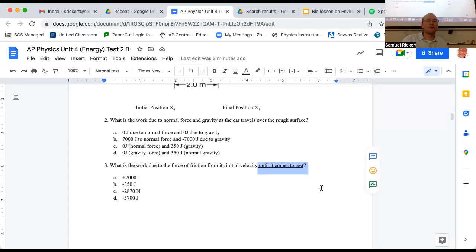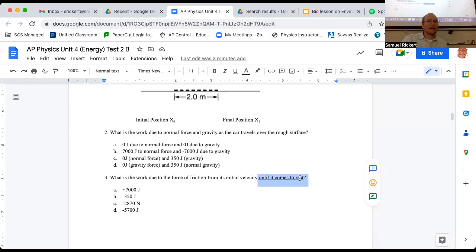Unfortunately for you, some people didn't notice "until it comes to rest." I didn't underline. I just typed it real quick and reprinted it. Yeah. So I don't know. I should underline and bold it. Now I probably have to change it for next year anyway. But yeah, "until it comes to rest."